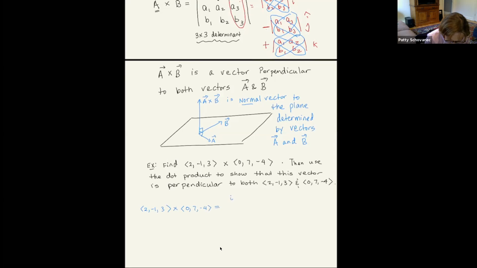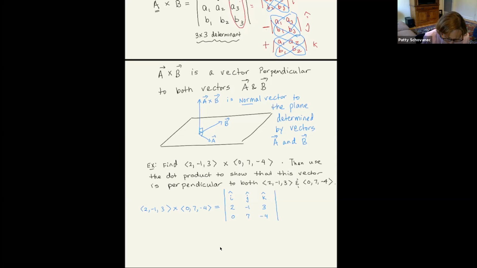Okay, so we put our i, j, k up here. You can put the little hats on it, because that's one of the good things about math: you can put hats on your variables. Now we've got the 2, -1, 3 right in here, and then 0, 7, -4 there. And these bars mean we're going to compute a determinant.